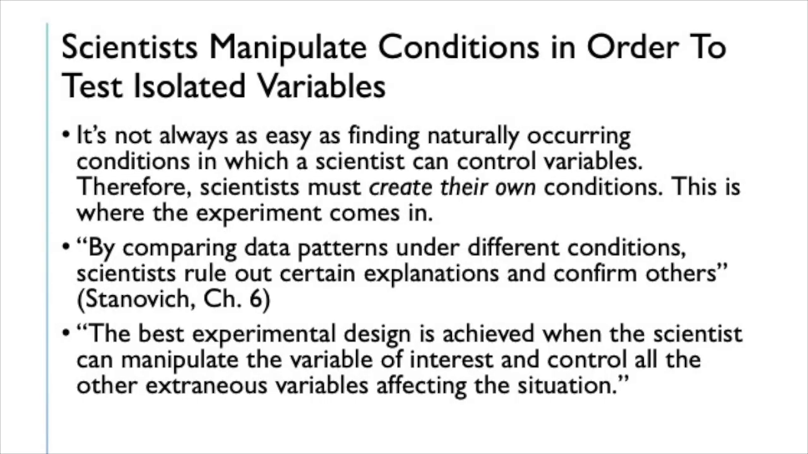So here are a couple of quotes from Stanovich. By comparing data patterns under different conditions, scientists rule out certain explanations and confirm others. And it is a consequence of the experimental design that allows them to do it. Second quote, the best experimental design is achieved when the scientist can manipulate the variable of interest and control all the other extraneous variables potentially affecting the situation.